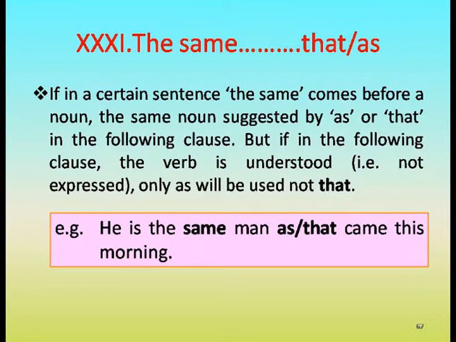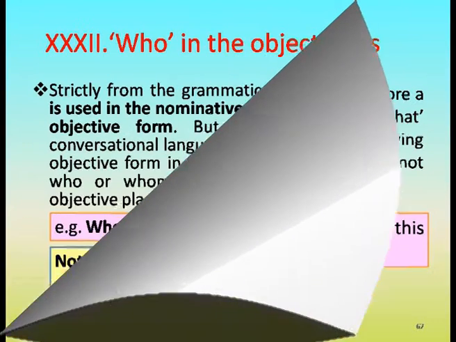The same, that, as. If in a certain sentence the same comes before a noun, the same noun is suggested by as or that in the following clause. But if in the following clause the verb is understood, that is, it is not expressed, only as will be used, not that. Example, he is the same man as came this morning.